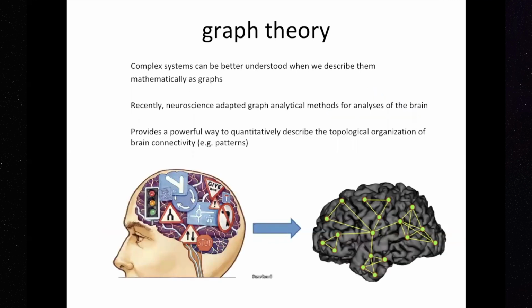And I say it again, recently neuroscience adapted those graph theoretical methods for the analysis of the brain. And as I said just now, by recently, I mean in 2005, so already 15 years ago. And why did we do this? We did it because it provides a really powerful way to quantitatively describe the topological organization of brain connectivity. As I said, by using higher order statistics in the form of multivariate analyses, we can examine patterns in the brain. So it gives us a way of transforming what we see here on the left, a really confusing mess, so to say, into a really neat organization where we can directly make inferences about the topological organization of this network.